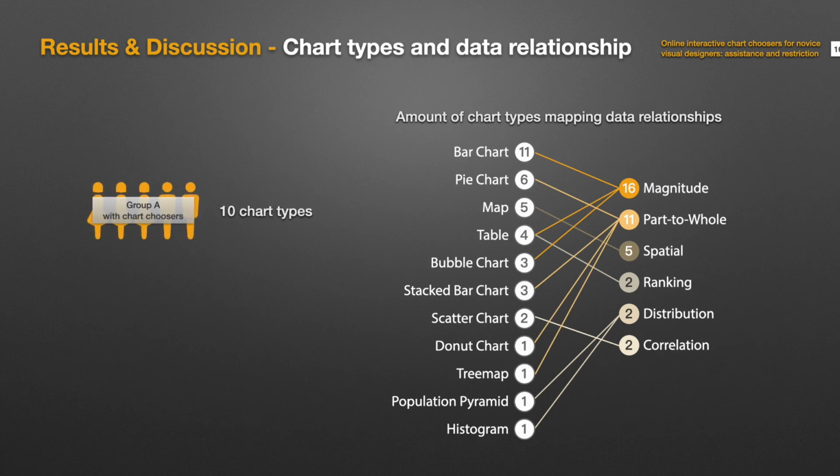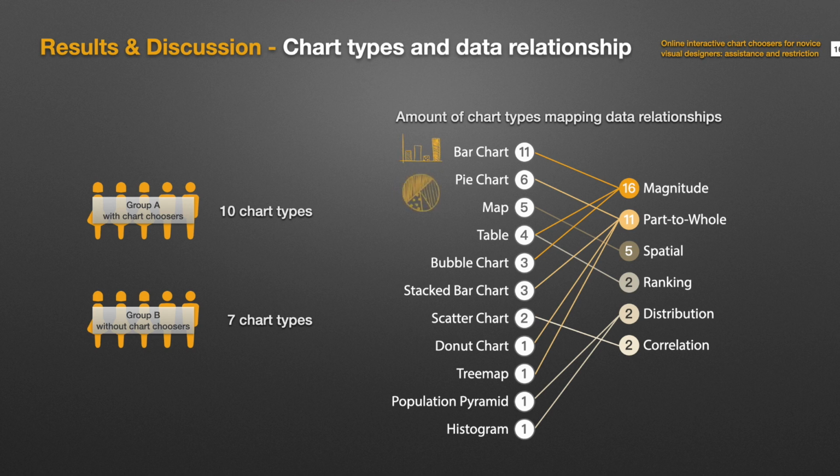Group A uses 10 chart types, while Group B uses 7 chart types. The graph shows the amount of chart types mapping data relationships. We can see that the data relationships presented most are magnitude and part to whole. The bar chart and pie chart are the most common choices of chart types.